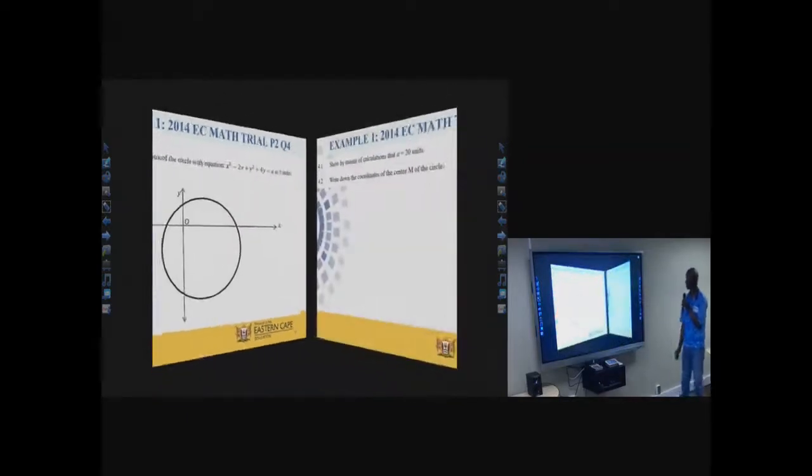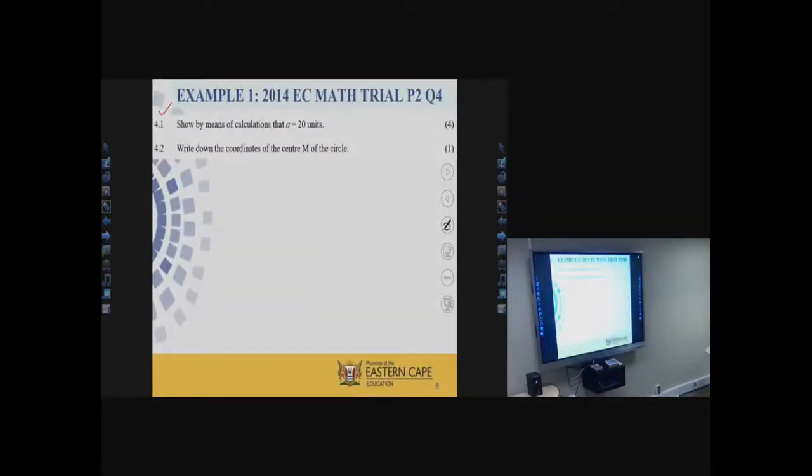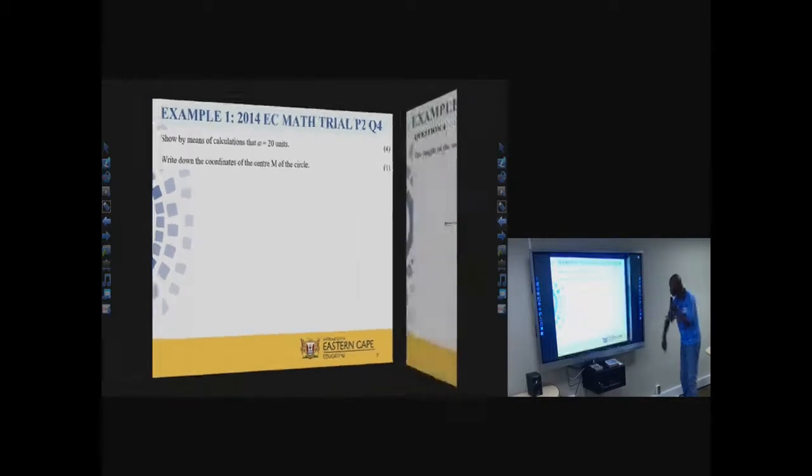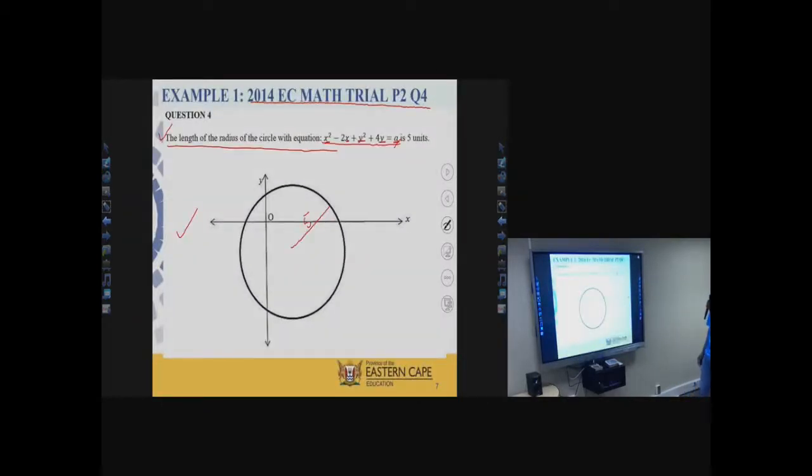And then you go to your questions. Question one. Show by means of calculations that a is equal to 20. That's the first question. Then you go back to the diagram and the statement and say, what is it that is given? I'm given this equation. So mine is just to copy down this equation and also write the fact that the radius of that circle is 5. I was told the radius is 5 because the statement reads, the length of the radius of a circle with equation, that equation, is 5 units. What is it that is 5 units? It is the radius. You are told that the radius is 5 units. Then you copy down that equation.